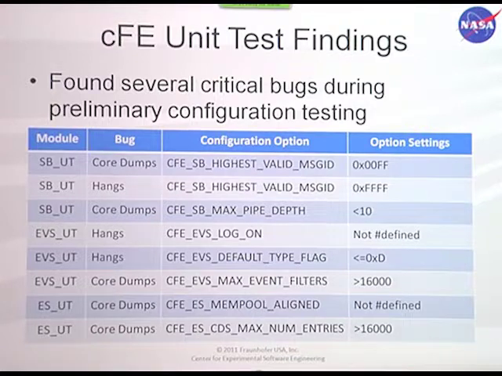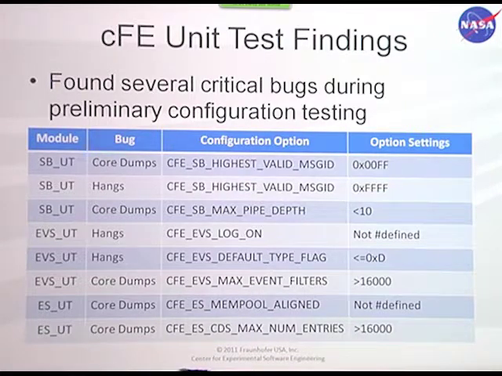So here are our findings through these preliminary results. We found several critical issues during the testing. This is just a single run of iTree, and we were able to find about 8 different issues that will cause core dumps and systems to hang. And notice this report here. Not only did we tell which module the failure was at and what the bug or the issue was, we also tell the team that this is the configuration option that caused the problem, and this is the option setting that caused the problem.